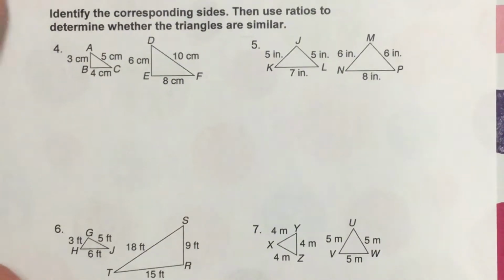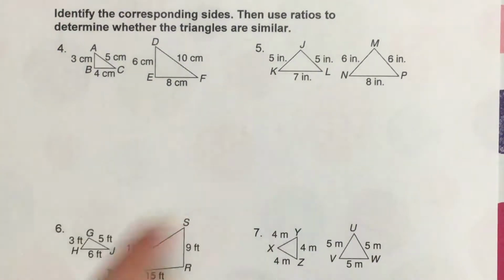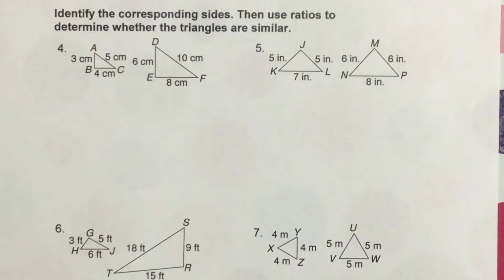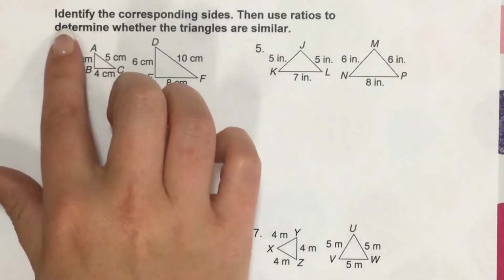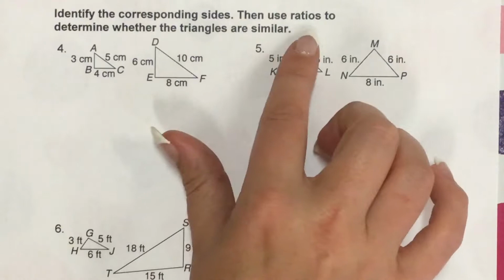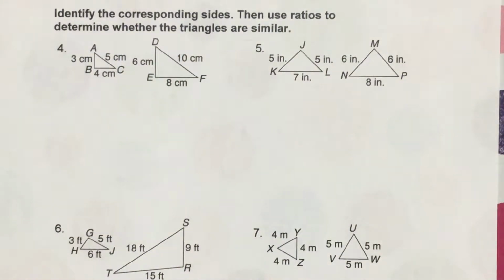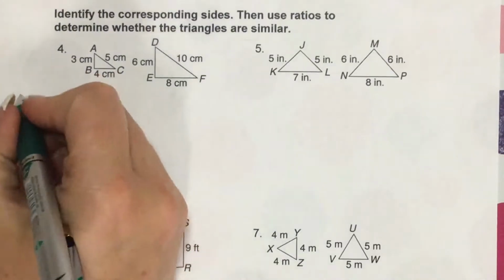I want to go ahead and do problem number 4 with you, and then I'm going to have you do 5, 6, and 7 on your own. So the first thing we want to do is see if they look like they have a similar shape. And yes, they have a similar shape, but it just looks like the size is different. So we know that we're in the realm of starting to see if these are similar triangles. The directions say identify the corresponding sides, then use the ratios to determine whether the triangles are similar. Okay, so let's go ahead and start with the biggest side.